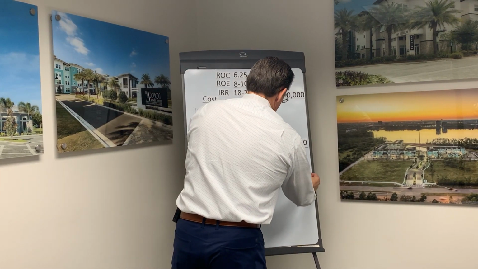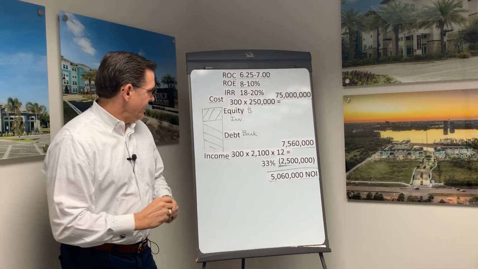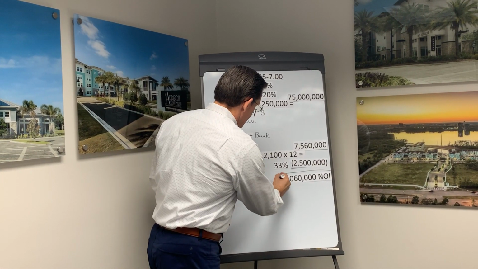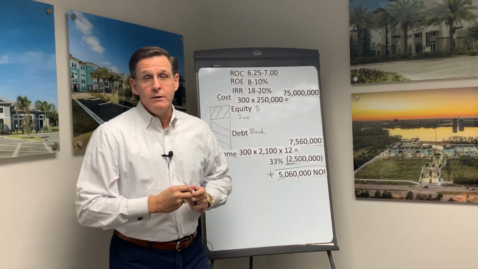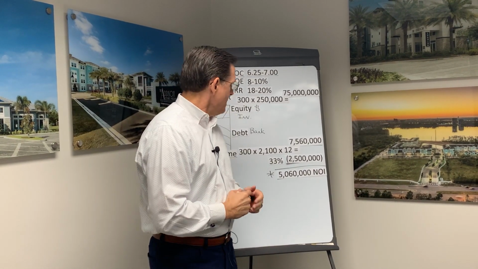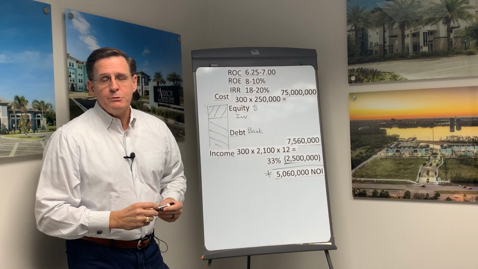In this case, your NOI, your net operating income, is $5 million. This right here is the magic number in commercial real estate, specifically apartments. In other businesses, this would be referred to as your EBITDA, your earnings before interest, taxes, and amortization.